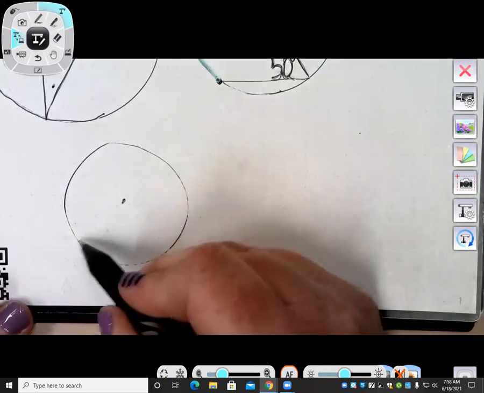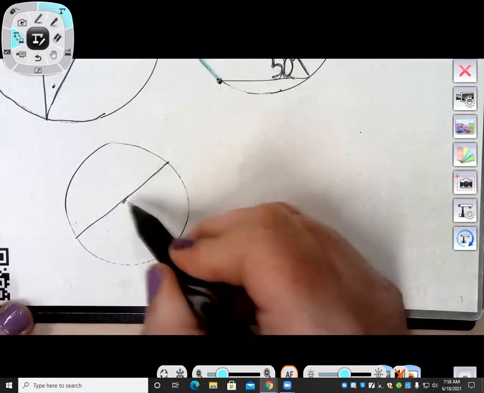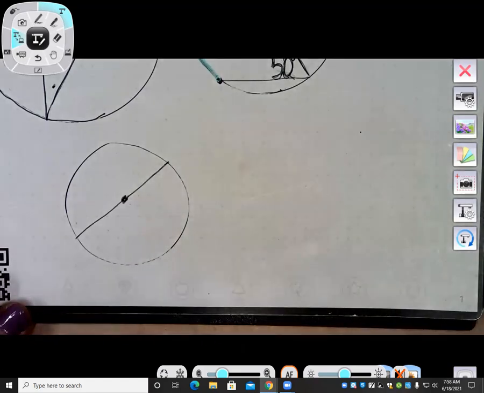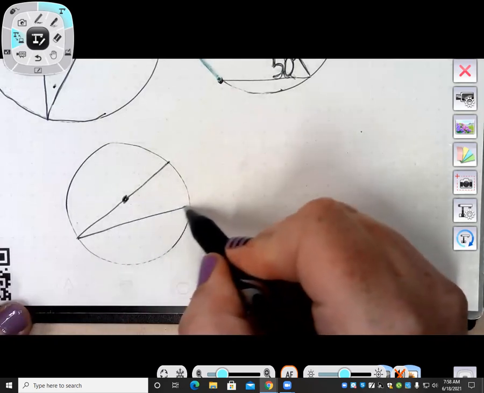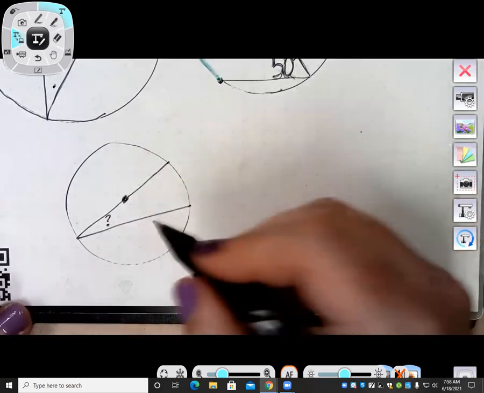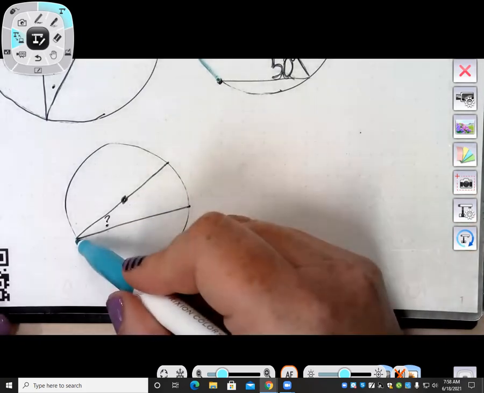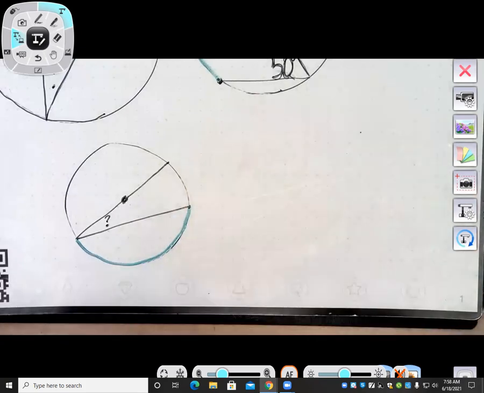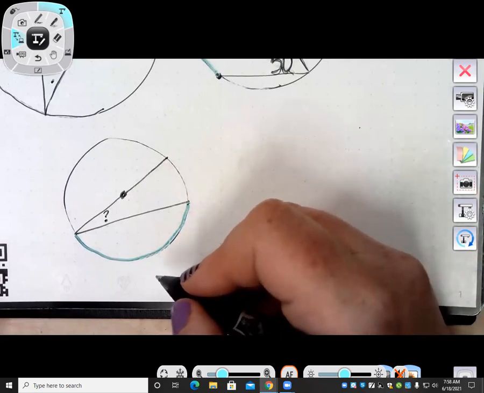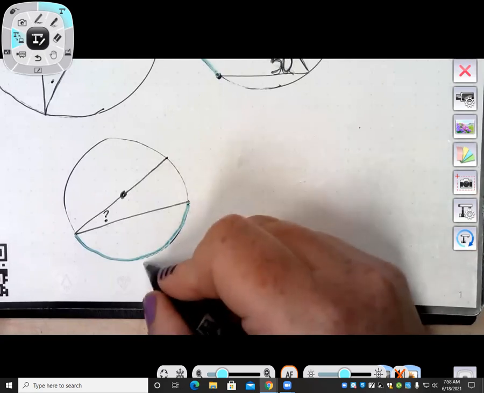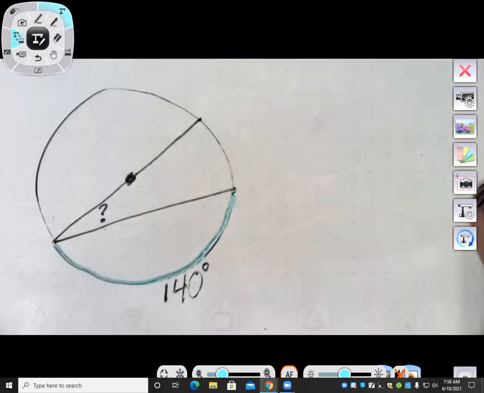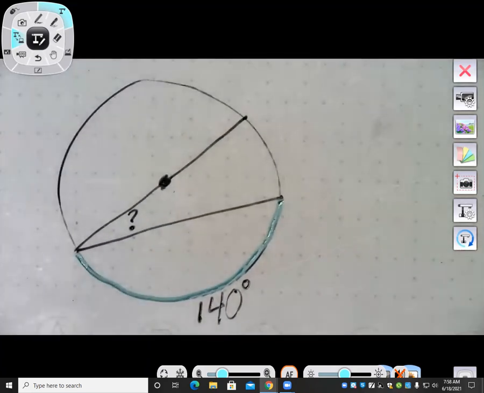Okay, so let's make this more difficult. What if you had a diameter, and I wanted to know what the measure of this angle was if I told you that this arc right here was, I don't know, 140. Go with that. So that blue arc is 140, and that's all I'm giving you. I would like you to find that angle in there.